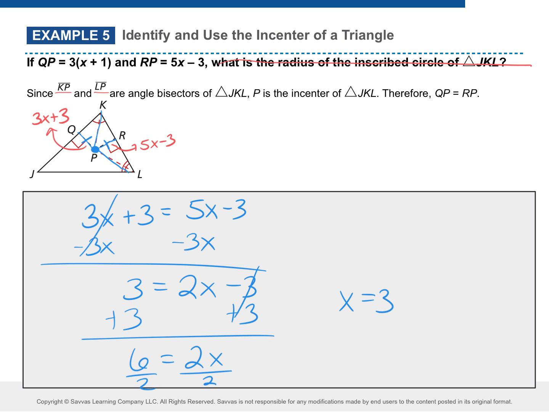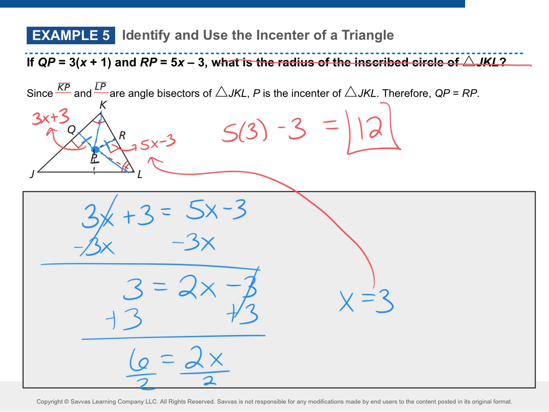You might hear questions of what is the length of PM from JL. So like this length right here. What would that length be? How could we figure that out? We would have to plug it in, right? Just like we've been doing in section 1, we would plug this 3 into here. So we get 5 times 3 is 15 minus 3, 12. So similar things are going on. It's just applying different theorems.